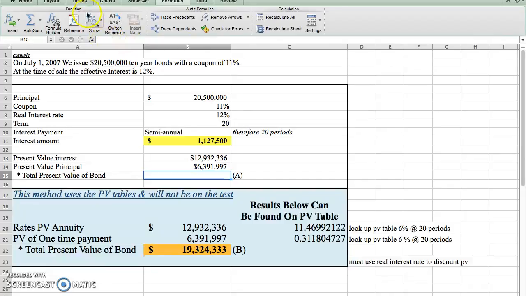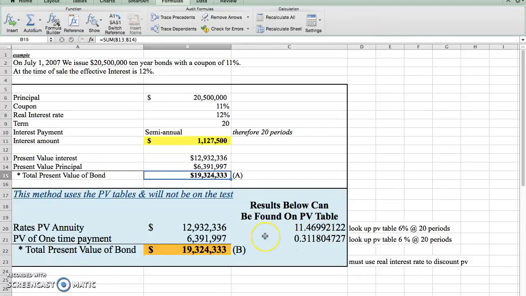I'm going to add this up, so I can just hit auto sum. So the present value of my interest plus the present value of my principal comes back to 19,324,333.